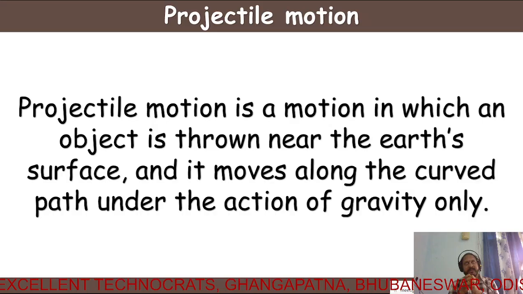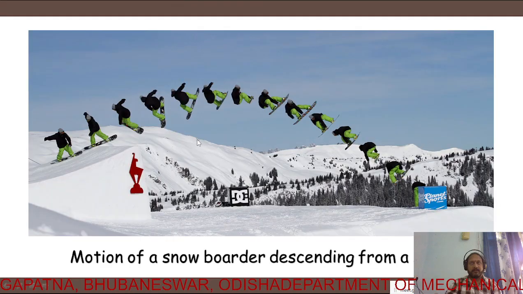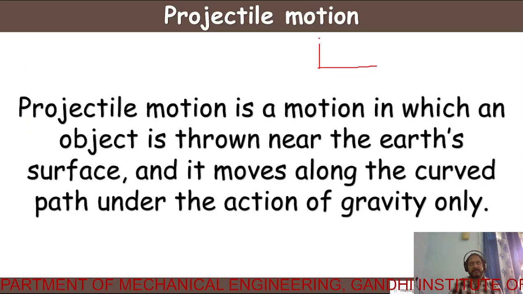Neither you're throwing the stone horizontally, nor vertically. Is this clear? Suppose this is a stone, you're throwing it at a particular angle. When you're throwing at a particular angle, what is happening? That particular stone is following a particular path and finally it is falling on the ground. Yes or no?